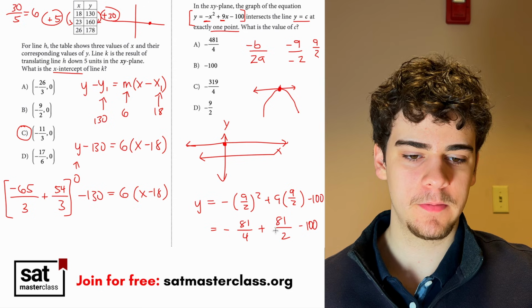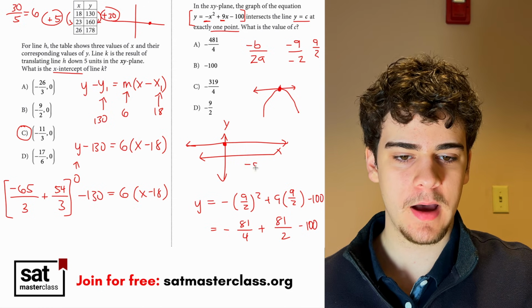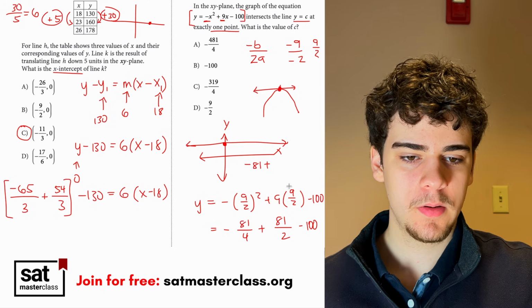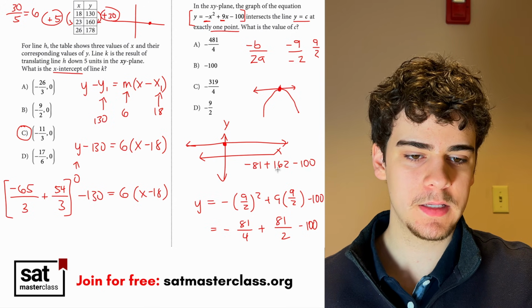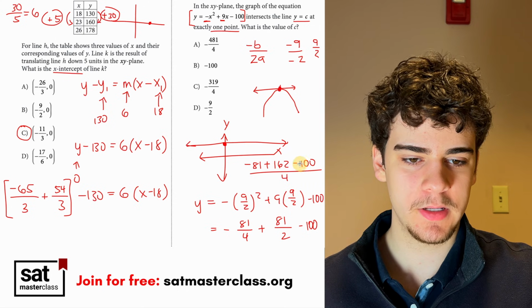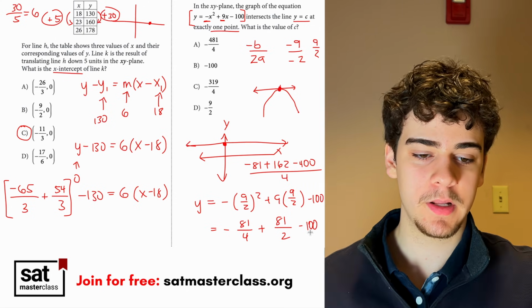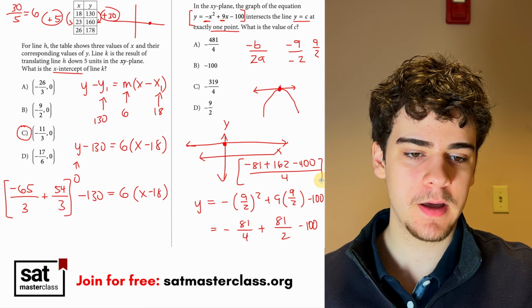So let's get everything over 4 just to make it simpler. So we'll have -81 plus, we need to double this top, so plus 162 minus 100 all over 4, or sorry, that 100 actually needs to become 400 because we're putting it over 4. So this is the solution. We just need to simplify this.